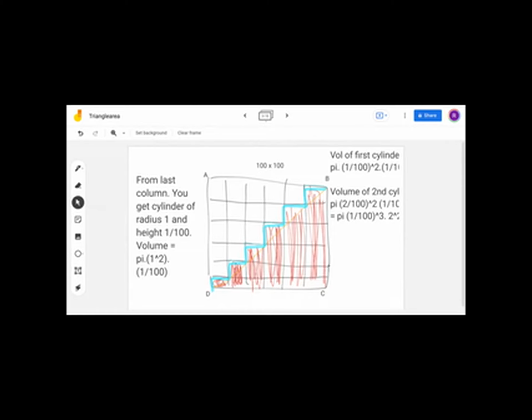So when I rotate the red columns, what do I get? A cylinder. From each column I'll get a cylinder. But when I look at the whole thing, when I rotate all the red columns together, what do I get?